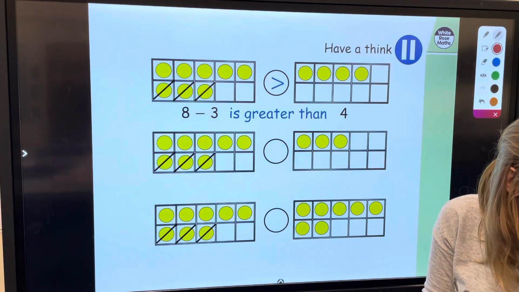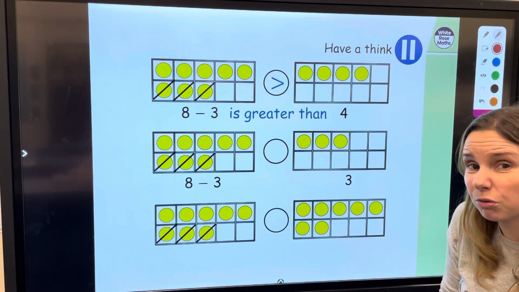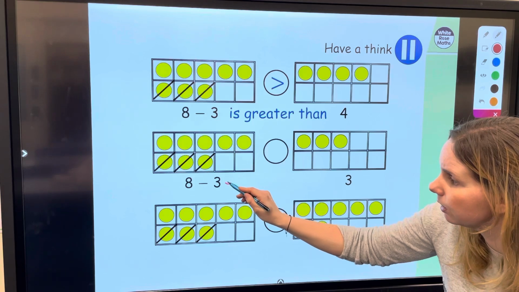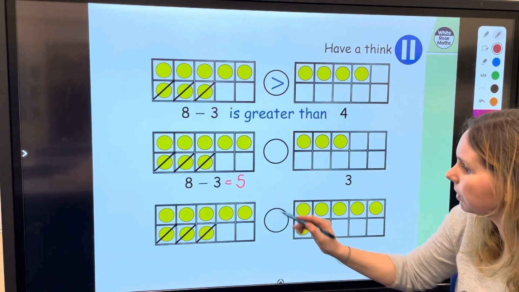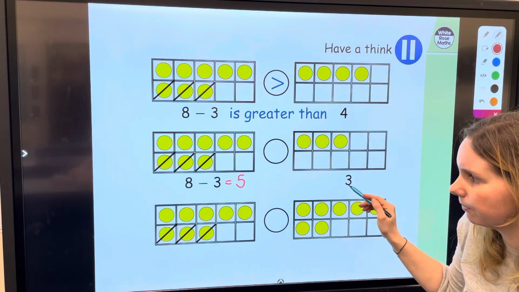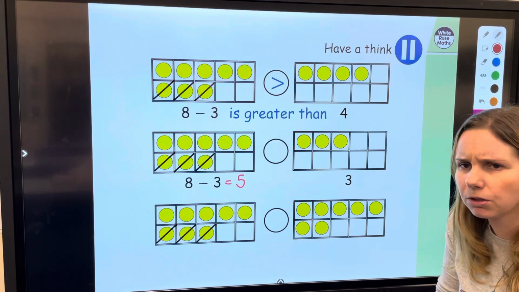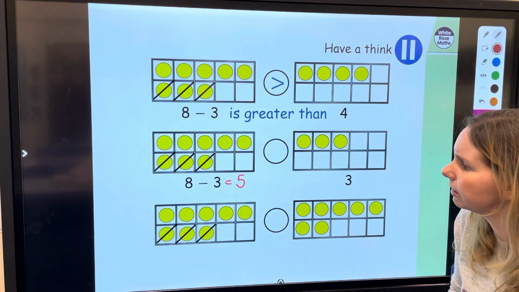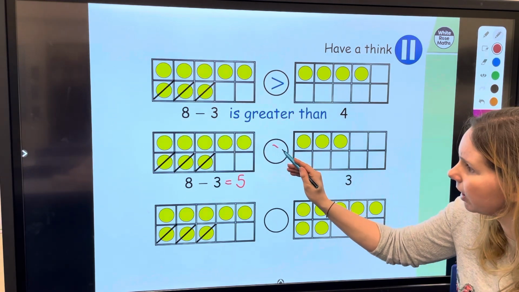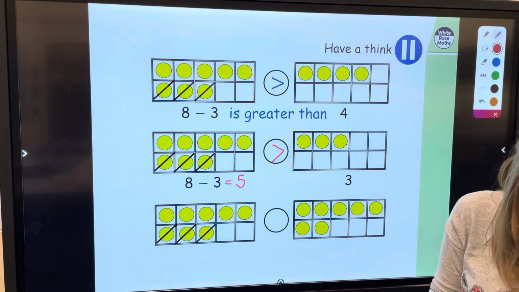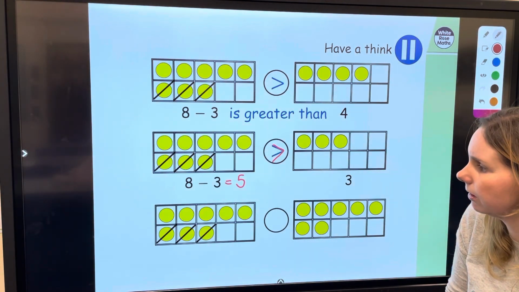Have a look at these ones for me. So here we've got 8 subtract 3 again, which we should remember because we've just done it, equals 5. So you always need to work it out first. 8 subtract 3 equals 5. And this one I've got 3. So what do you know? 5 is 3. 5 is equal to, less than, greater than. Well, which pile of buns am I going for? I'm going for the greatest pile. 5 is greater than 3, and I can see that it's greater with the number of counters there as well.